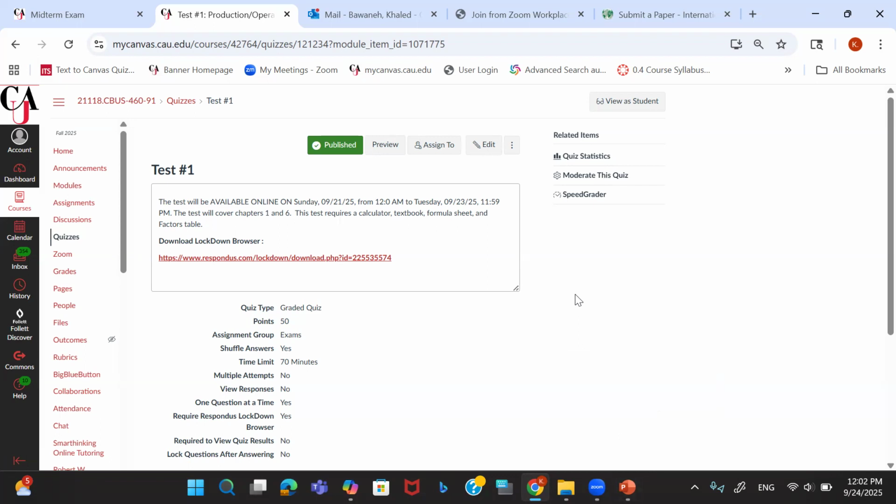Again, some students, I don't know if they are from this class or another class. When we use the lockdown browser, if they use a laptop, it's hard to use the lockdown browser with the laptop, I think. If you don't have a computer, you can go to the computer lab and take it, or borrow a computer from somebody.